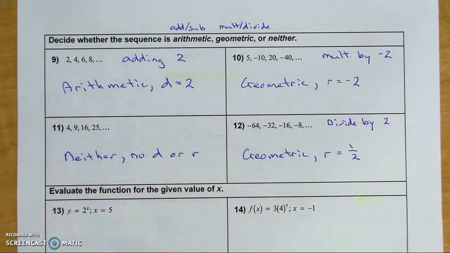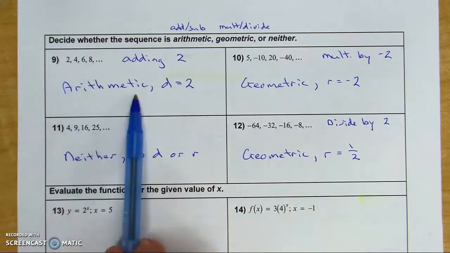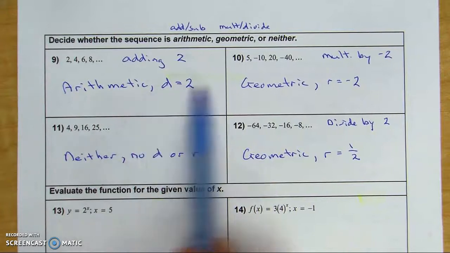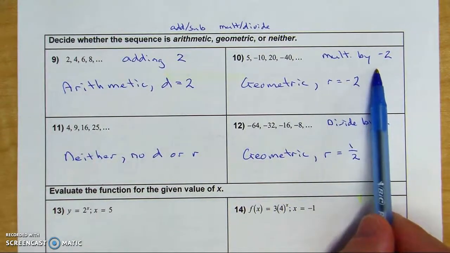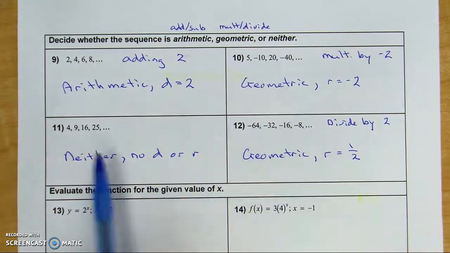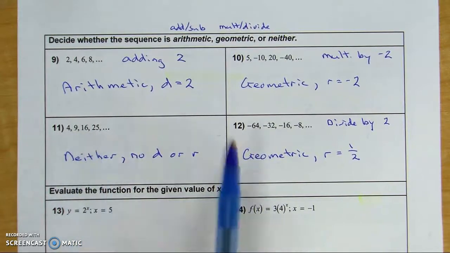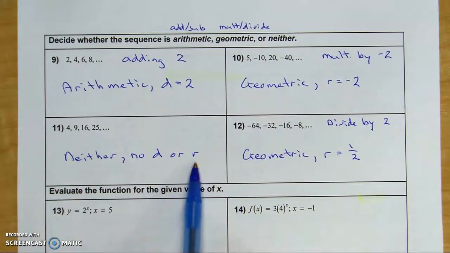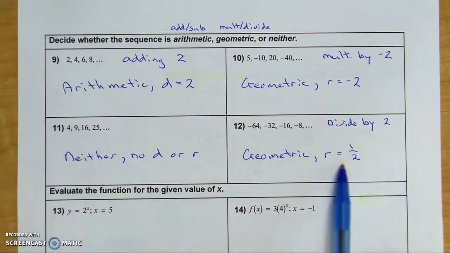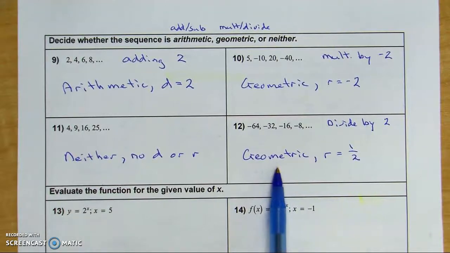So 9, 10, 11, and 12, you're just looking to see what is happening between the numbers. So you can see what I wrote. We're adding on this one 2 at a time, so it's arithmetic. The common difference was 2. This one, multiplying by -2, so R is -2. That makes it a geometric sequence. This one is neither. You know, it's +5, +7, so this is neither. There's no common difference or ratio. And this last one, we're dividing by 2, which does mean R is 1 over 2, and it's geometric.